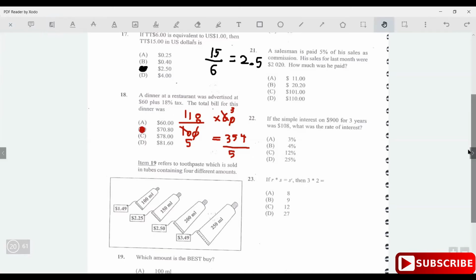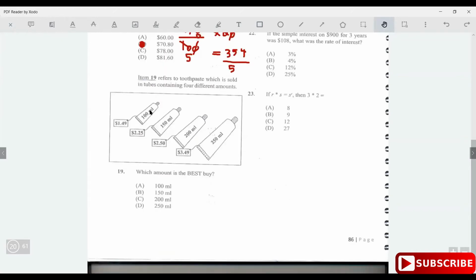Question 19, they give us some stuff right here and they want us to evaluate which one will give us the better buy. So this refers to toothpaste which is sold in tube. They want to find out which is the better buy. First thing I would do is I like to just write everything so that everything is on one side. So I'm going to multiply the first one by 5.